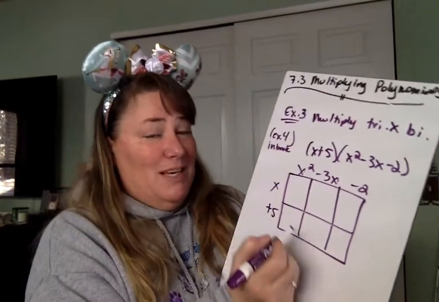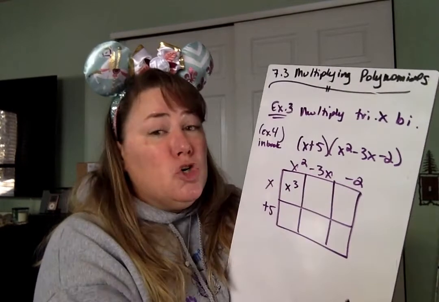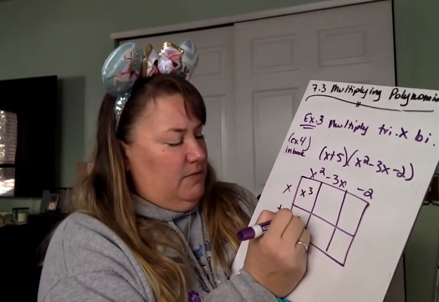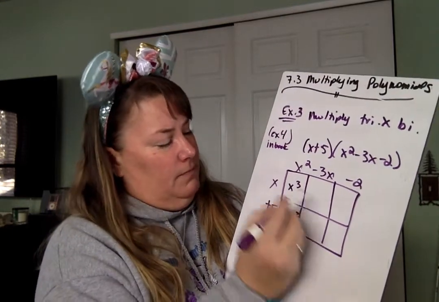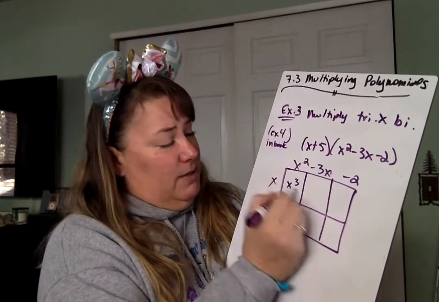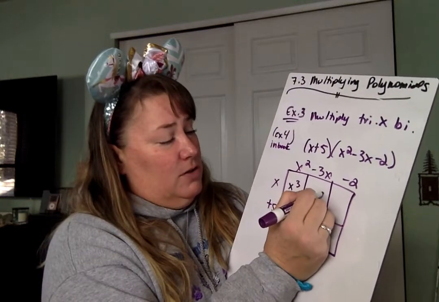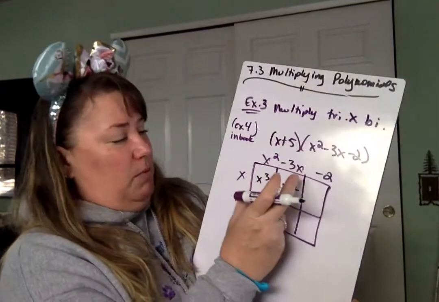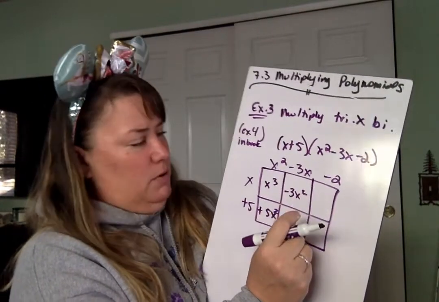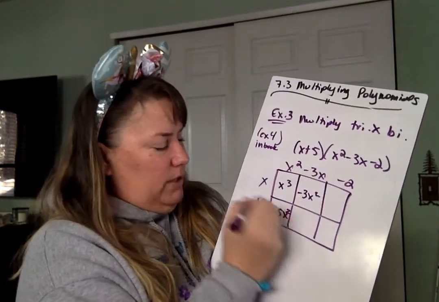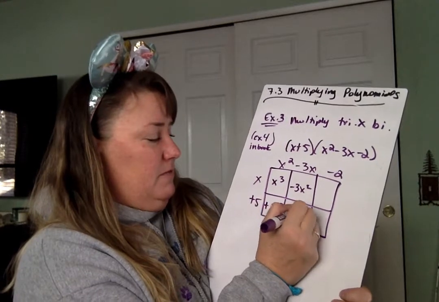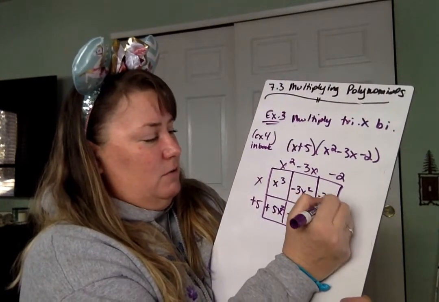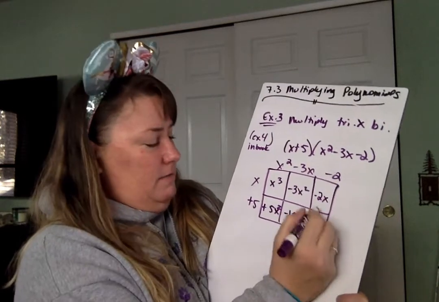So x squared times x is now x cubed. X squared times positive 5 is a positive 5x squared. Negative 3x times x is a negative 3x squared. So you got to really pay attention to your exponent rules and make sure that, remember, when the base is the same, you're going to add those exponents. So negative 3x times a positive 5 is a negative 15x. X times a negative 2 is a negative 2x. 5 times a negative 2 is a negative 10.